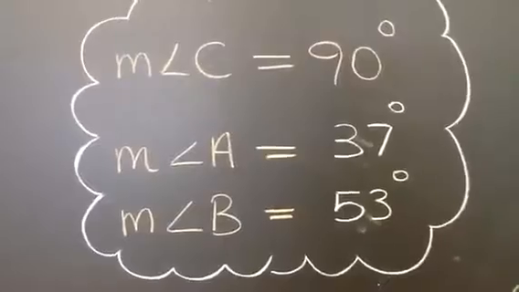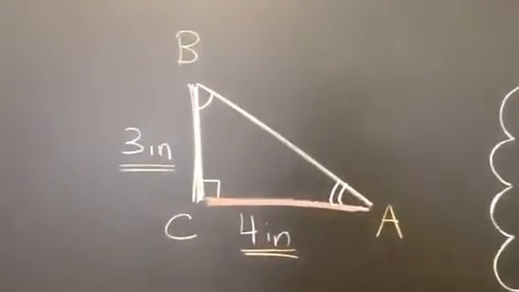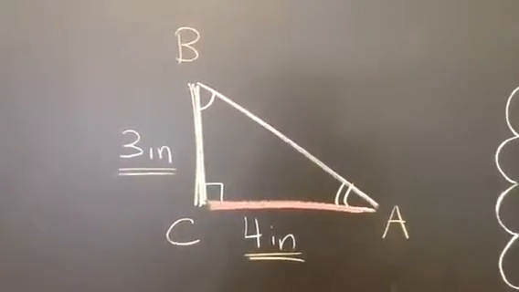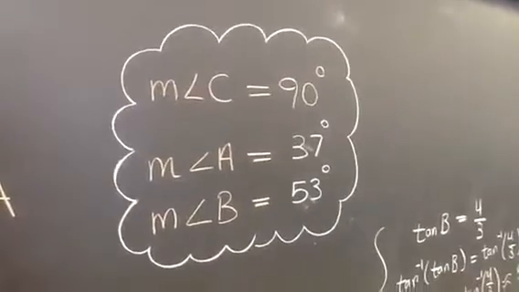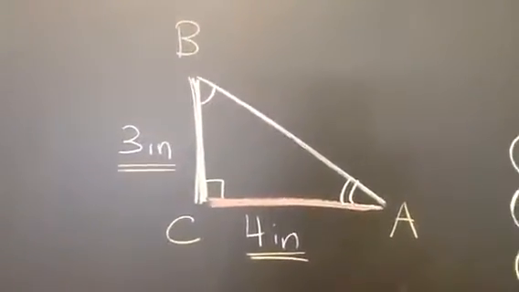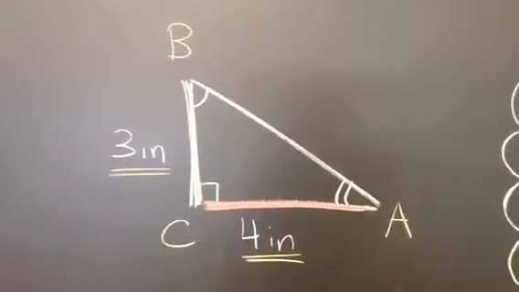There are 2 ways to figure out angle B from this point on. One of them is pretty straightforward. Since this is a right triangle, angles A and B have to be complementary, meaning they have to add up to 90. And if I know that angle A is 37 degrees, well, that means that angle B would have to be 53. And that would make the two angles complementary.